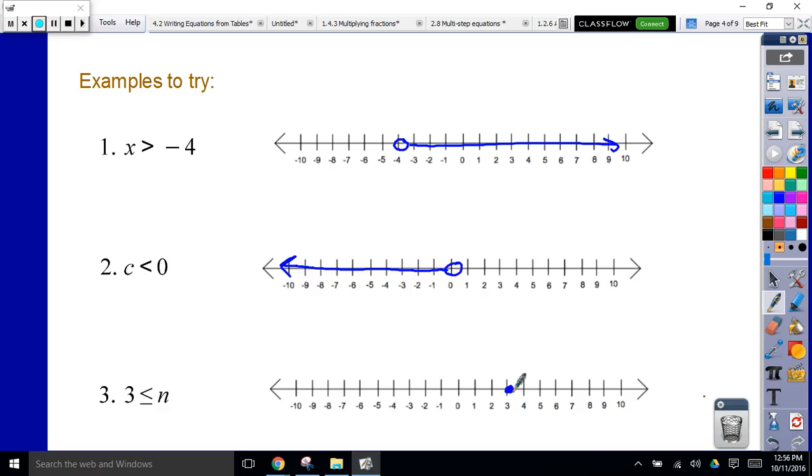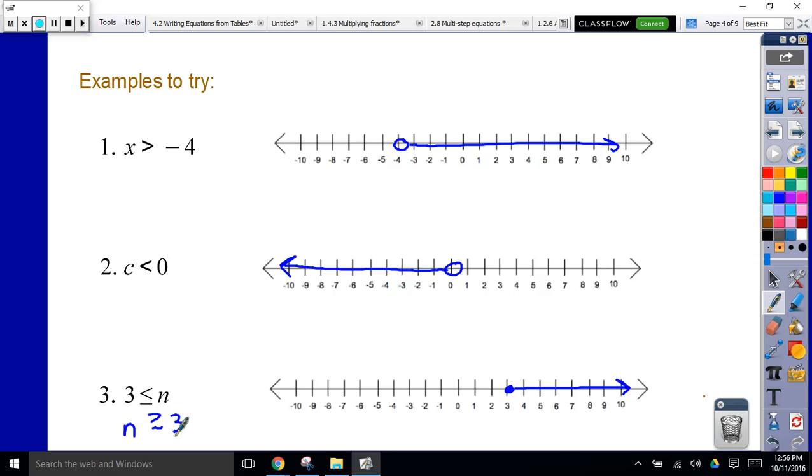Am I going to go left or right? Actually, no. I'm going to go to the right. Here's the reason. This one is written backwards. This one doesn't say n is less than or equal to 3. It says 3 is less than or equal to n. So if 3 is less than n, then n has to be greater than 3, right? So the number has to be on the right. You could rewrite this as n is greater than or equal to 3.